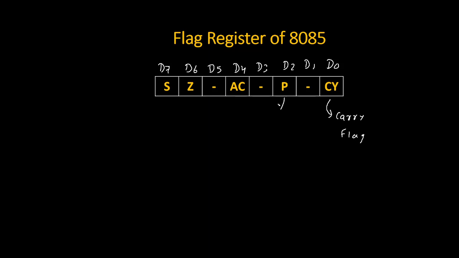Then P stands for parity flag. AC stands for auxiliary carry flag. Z stands for zero flag. And S stands for sign flag. Now, let's try to understand the meaning of each and every flag with the help of a detailed example.